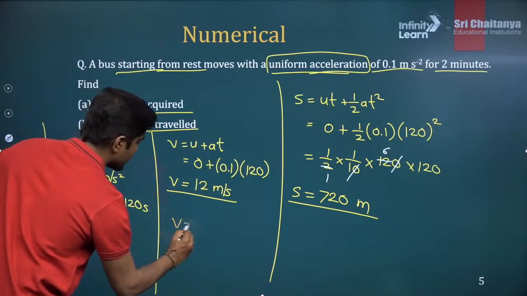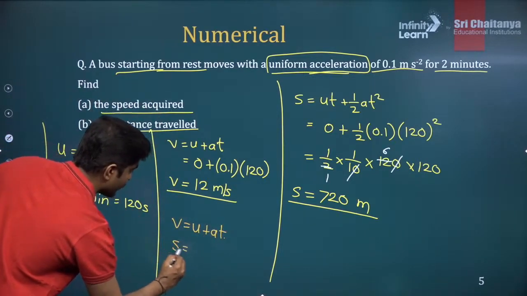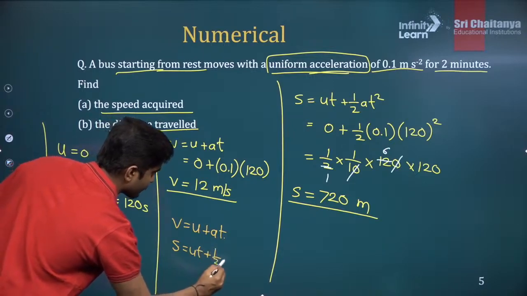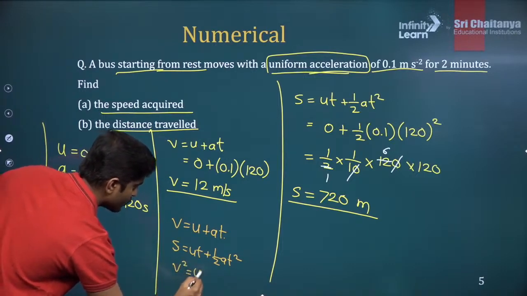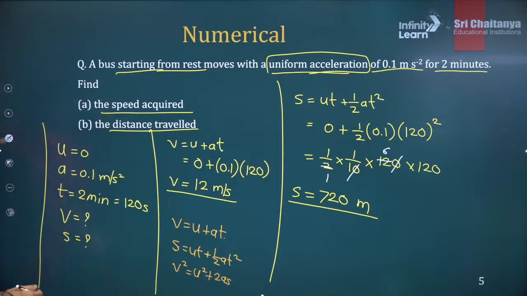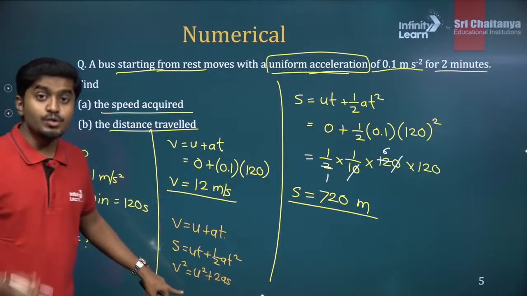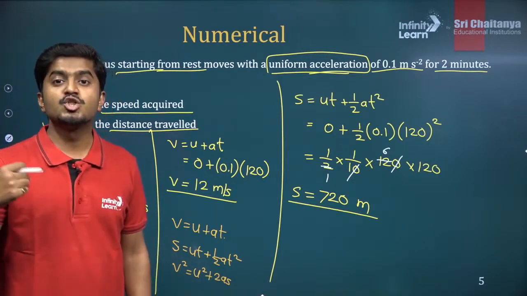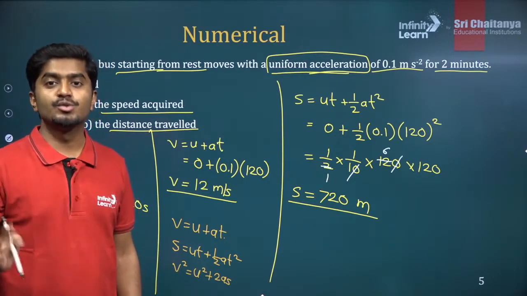First equation is v is equal to u plus at. Second equation is s is equal to ut plus half at square. And third equation is v square is equal to u square plus 2as. Okay, so now let's compare. In the first equation, if you want to use this equation, there should be only one quantity which is not known. If there are two quantities not known, you cannot use that equation.